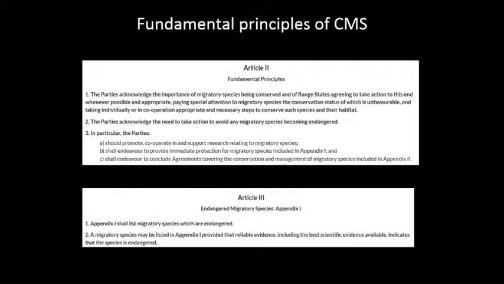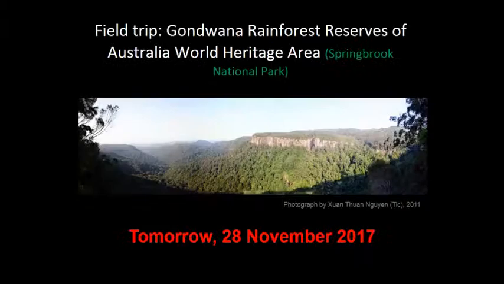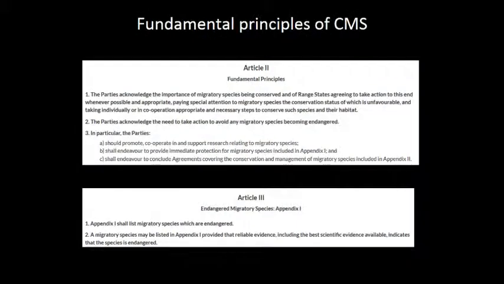Fundamental principles basically protecting migratory species. Again, they set up appendixes where they can be listed. Yeah, don't want to basically spend any more time on it than that. CMS, Bonn Convention, similar in many ways to Ramsar and CITES, but also covering a lot of other species, so turtles and the like.